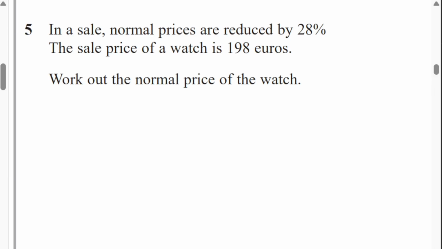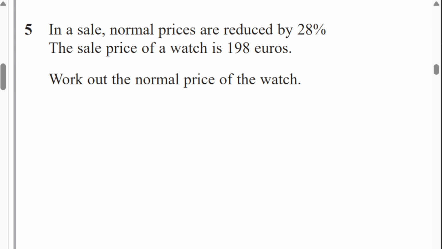3 marks. This is reverse percentages. The question says, in a sale, normal prices are reduced by 28%. The sale price of a watch is 198 euros. Work out the normal price of this watch.